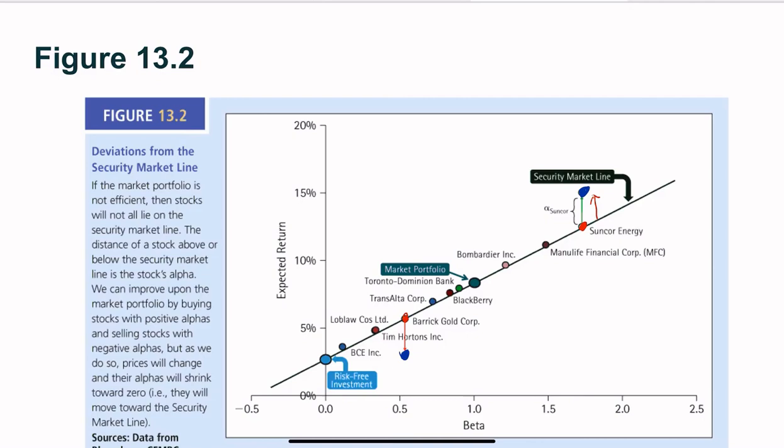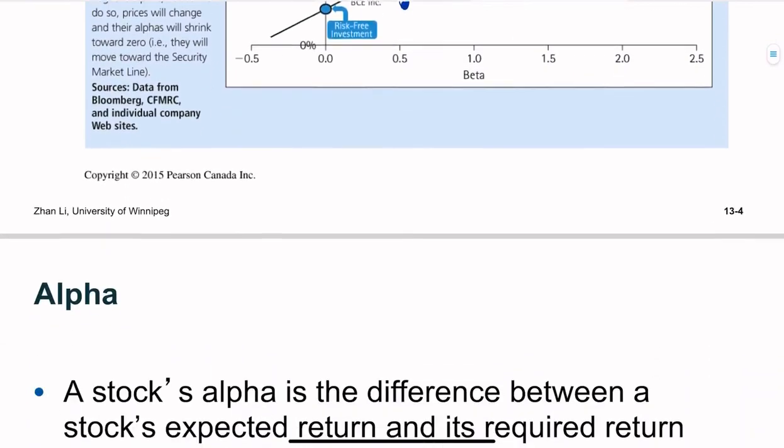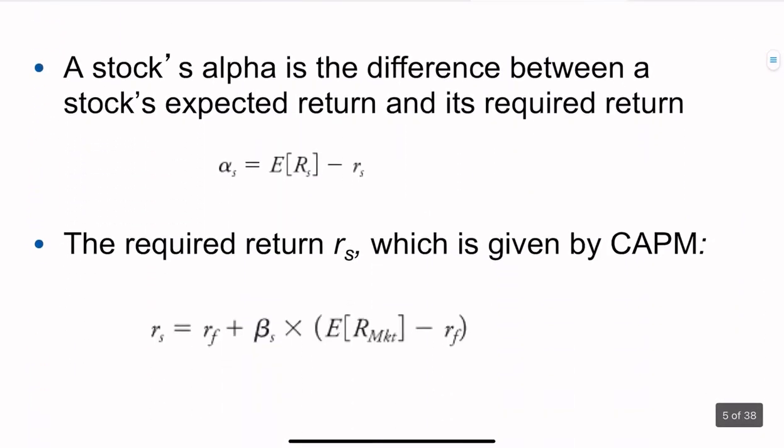And if you want to defend CAPM, then you could see that this kind of deviation cannot stay for too long, right? This deviation will be corrected by market force. Let's see how this deviation can be corrected.